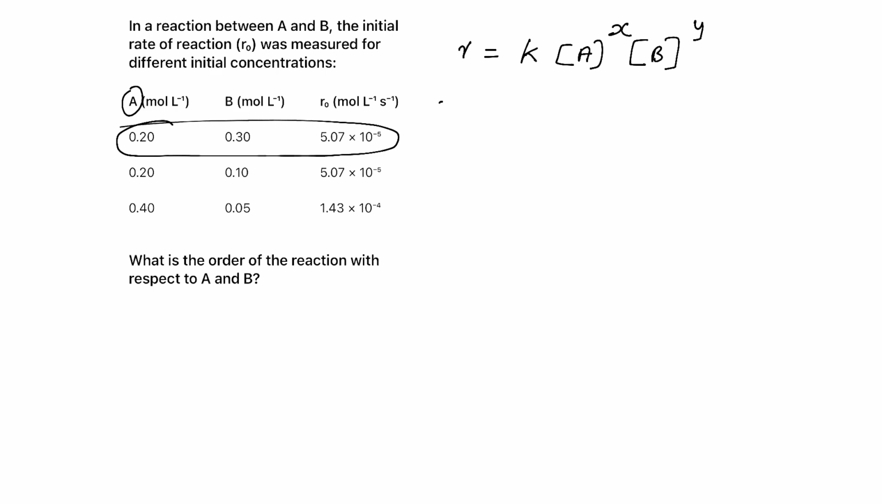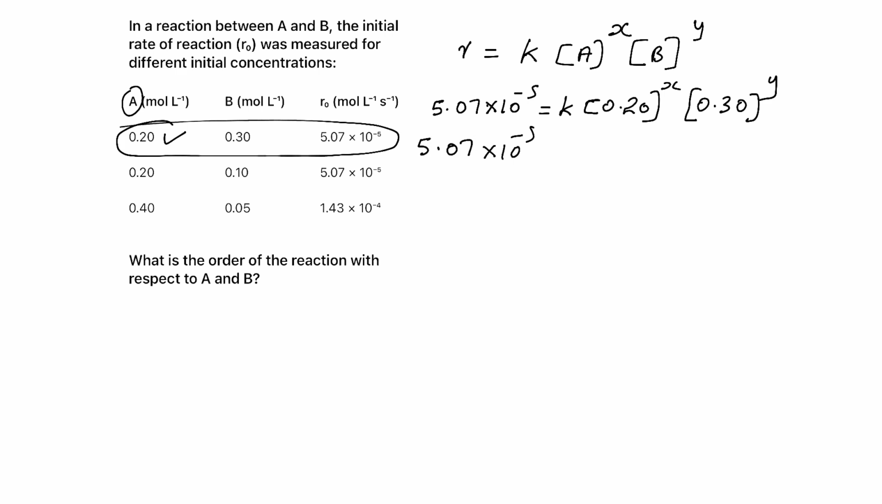For the first experiment, we can write the rate law. So what is that? 5.07 into 10 raised to minus 5 is equal to K into, what is the concentration of A? 0.20 raised to X into 0.30 raised to Y. Similarly, for the second and third experiment, we can write the rate law. Again, 5.07 into 10 raised to minus 5 is equal to K into 0.20 raised to X into 0.10 raised to Y. You can see 0.20 and 0.10.